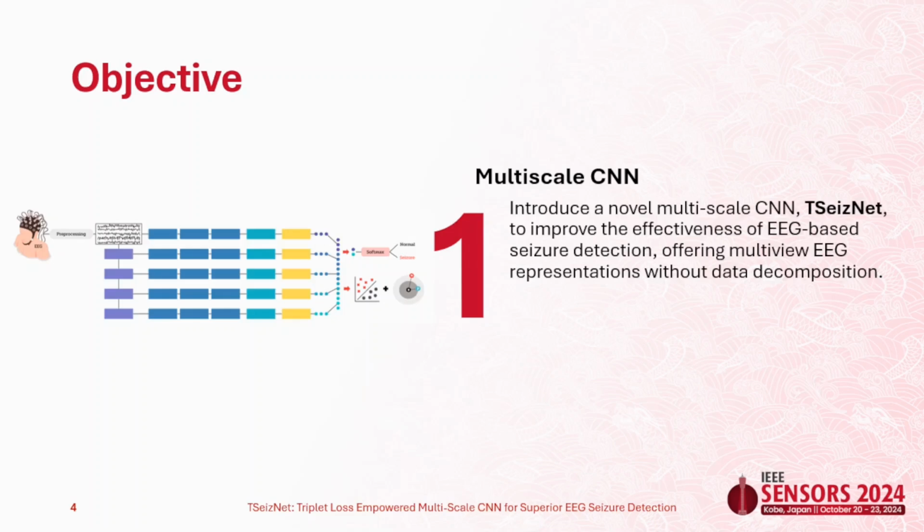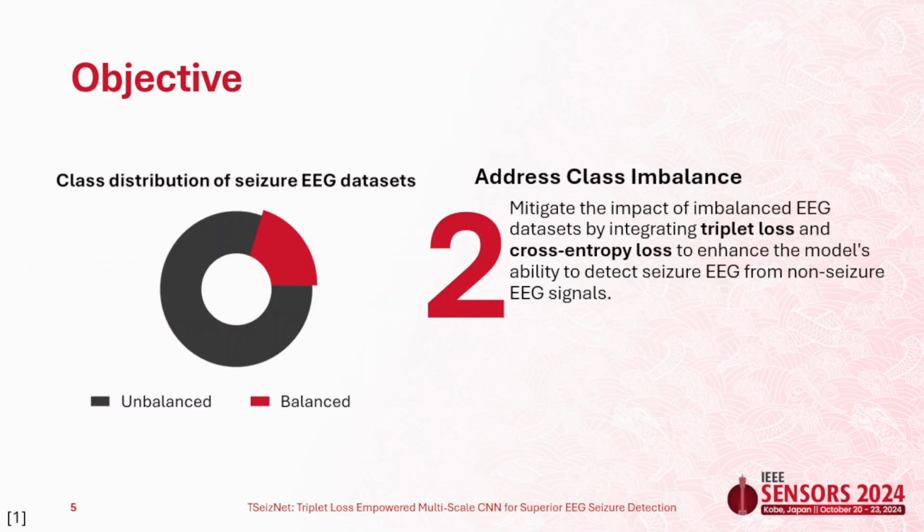Most seizure EEG studies often include EEG decomposition and feature extraction. But in this work, I introduced TSeizNet, a multi-scale CNN for seizure detection, offering multi-view features without data decomposition and feature extraction. The second objective is to deal with class imbalance. As I mentioned earlier, seizure is rare, so most available datasets are unbalanced. So we integrate triplet loss and cross entropy loss to deal with this problem, to enhance the model's ability.